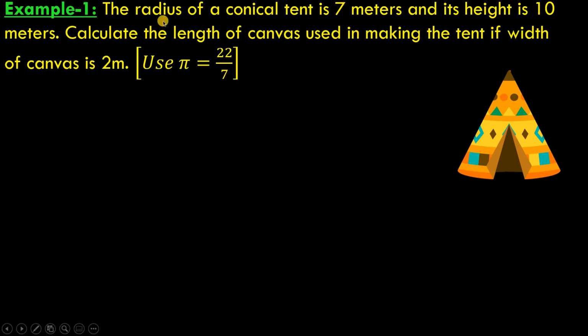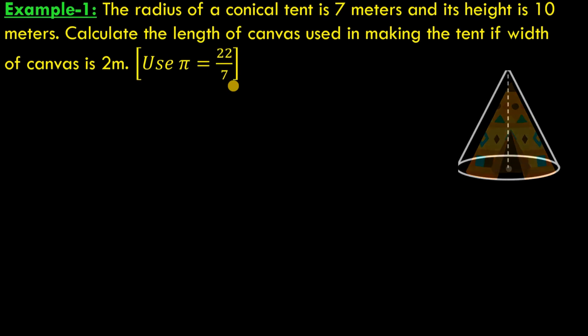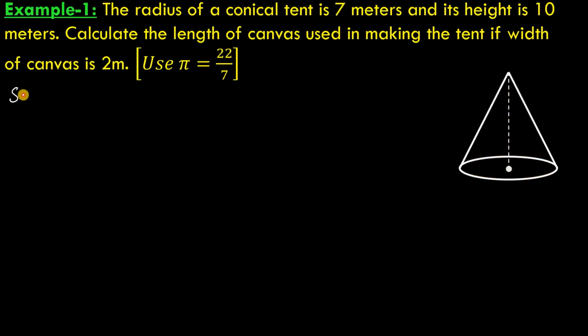Example 1. The radius of a conical tent is 7 meters and its height is 10 meters. Calculate the length of the canvas used in making the tent if the width of canvas is 2 meters. We have to use pi equal to 22/7 that they have mentioned here. Our tent is in the shape of a cone. First, we should write the given part.